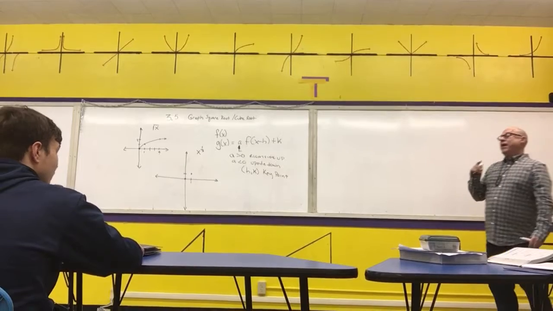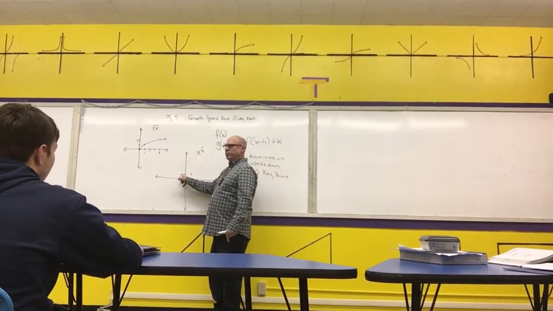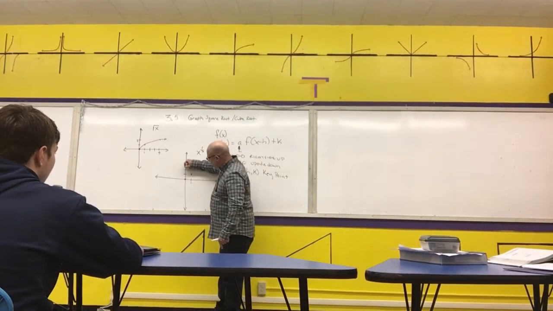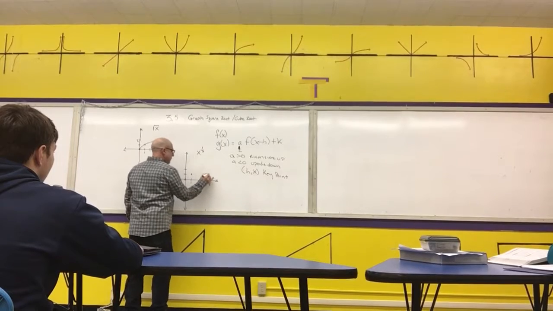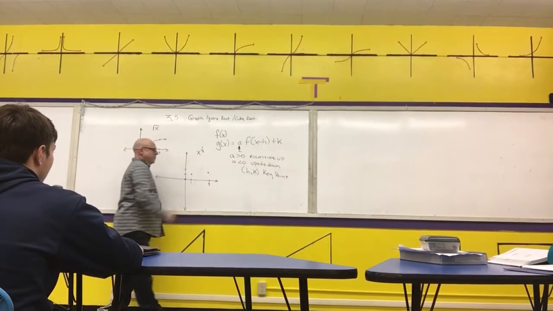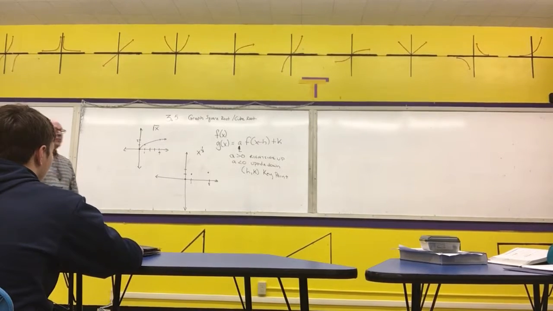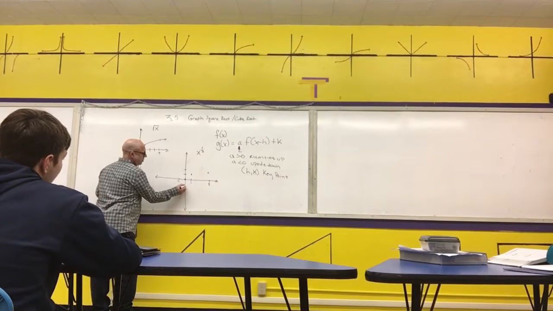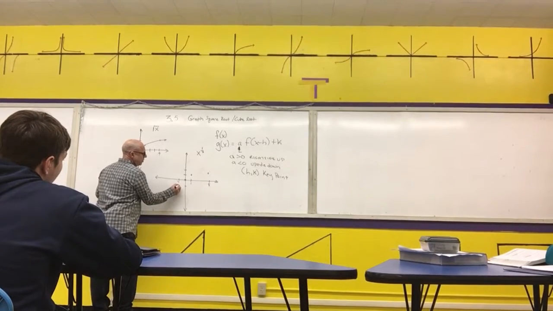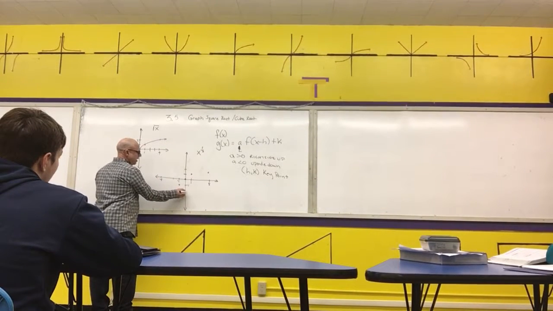So what we're thinking about here is, what is 1 cubed? 1. What is 2 cubed? 8. Those are the 3 points on that arm. You need 3 points on the other arm, which would be -1, -1, and then -8, -2.